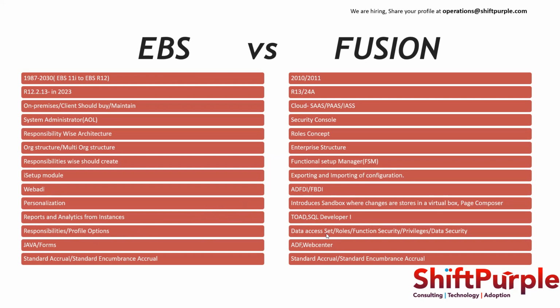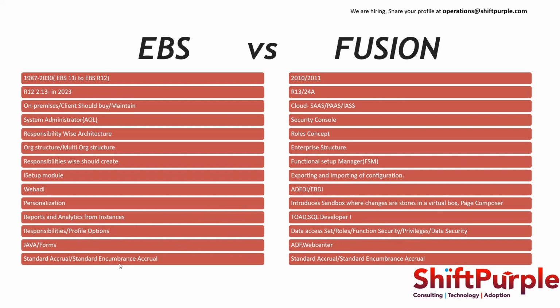Here in Fusion, we have data access roles and functional roles, data access and roles for functional security. We have some privileges as well for data security. But in EBS we have to use the concept of responsibility and control it by profile options. We have Java forms, where Java means OAF, and then FMB forms. Here we have ADF and WebCenter in Fusion.